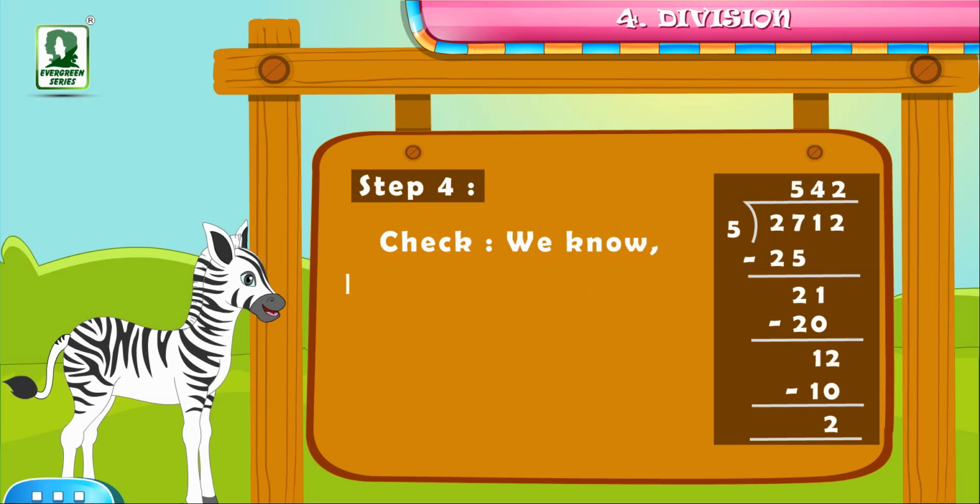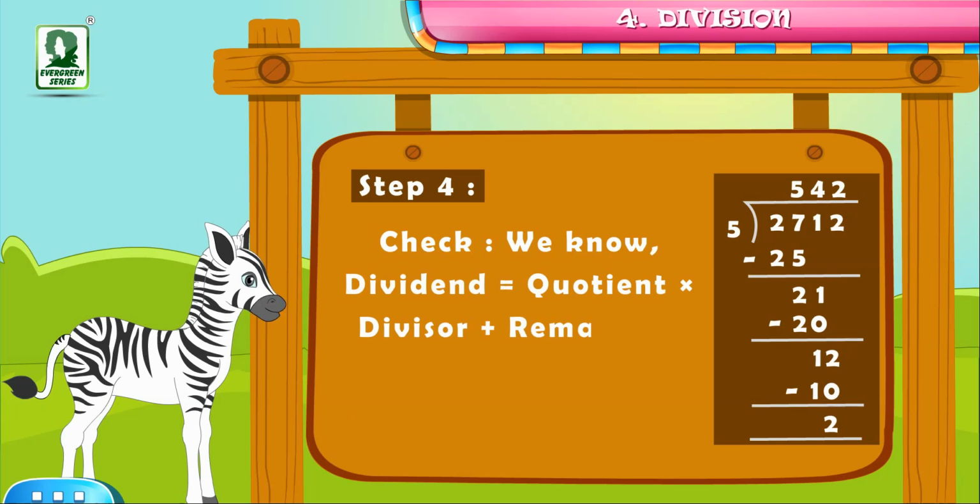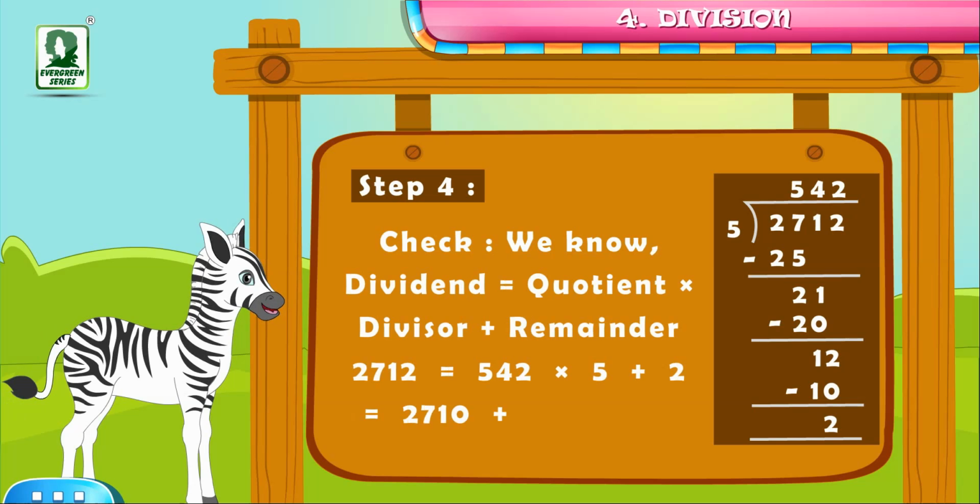Let's check the answer. Dividend is equal to quotient multiplied by divisor plus remainder. 542 multiplied by 5 is equal to 2710, plus 2, which is equal to 2712.